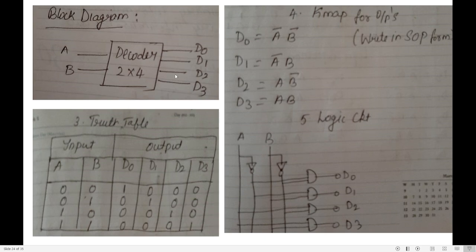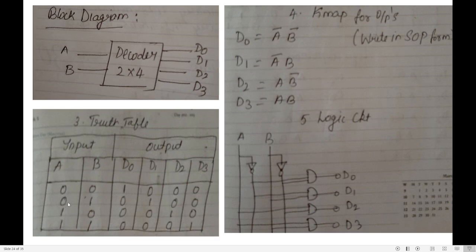So let us draw the truth table for this. The third step is to draw the truth table. My inputs are A, B. My outputs are D0, D1, D2, D3. Since there are 2 inputs, I know there are 4 combinations: 0 0, 0 1, 1 0 and 1 1. After writing these combinations, start with D0. If A and B both are 0, 0, D0 will be 1. Rest are all zeros.